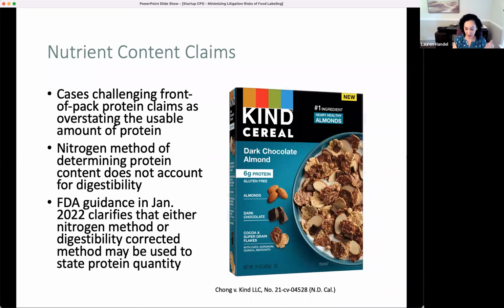All of this is to say, be careful about how you label protein content. Be careful about actually getting it measured if you make any kind of claim about protein content. The nutrition facts panel has to state the percent daily value, and that part, the percent daily value, has to be determined using the digestibility corrected amino acid score.